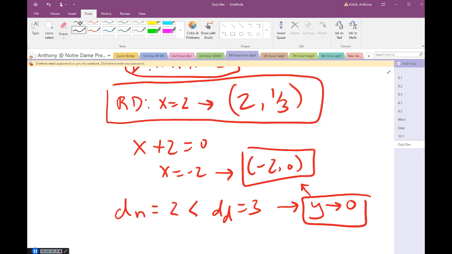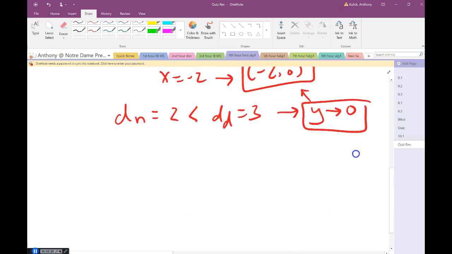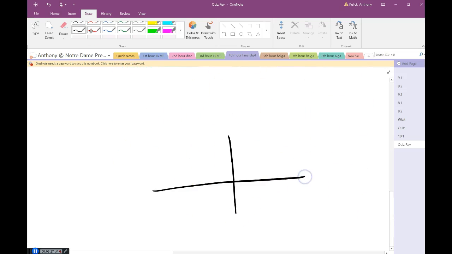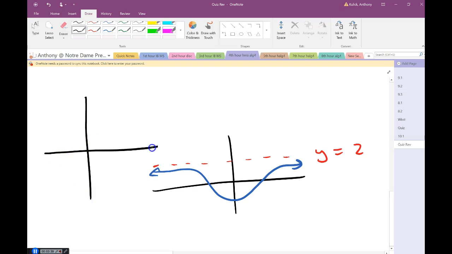Homer? Something like this, where the graph never crosses, is y equals 0. Something like this, where the graph crosses, is y approaches.